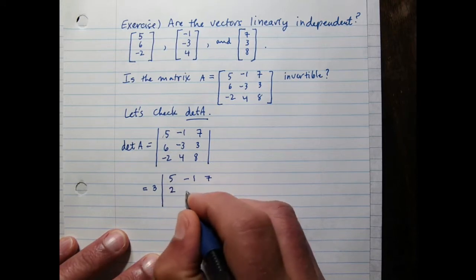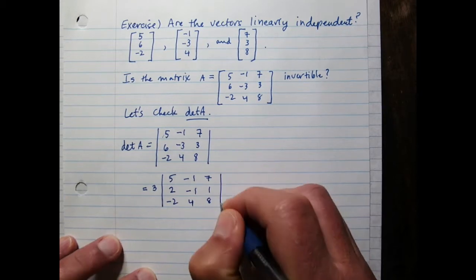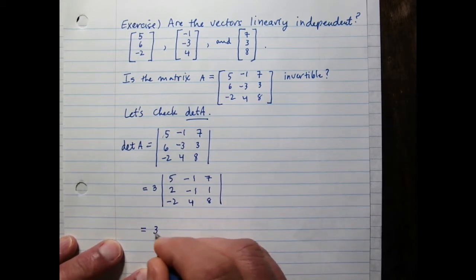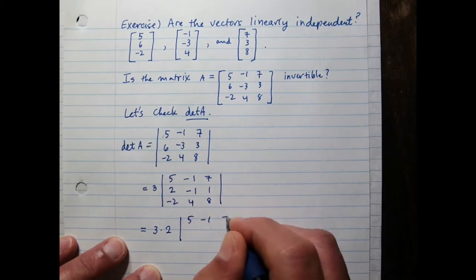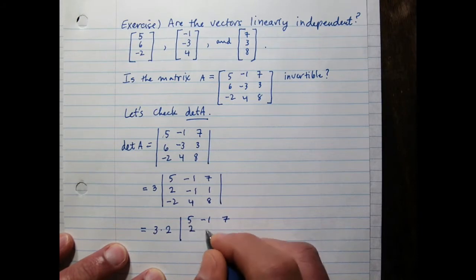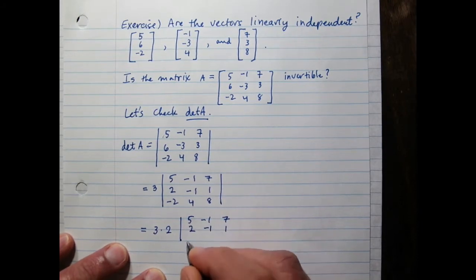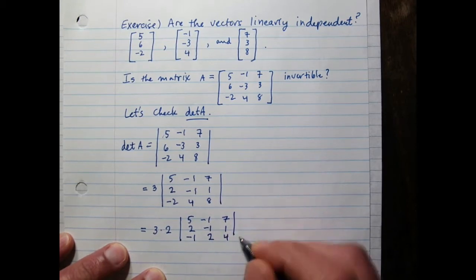Let's see, I get 2, -1, 1, -2, 4, 8. And then I could factor out a 2 from the last row. And what do I get? -1, 2, 4.